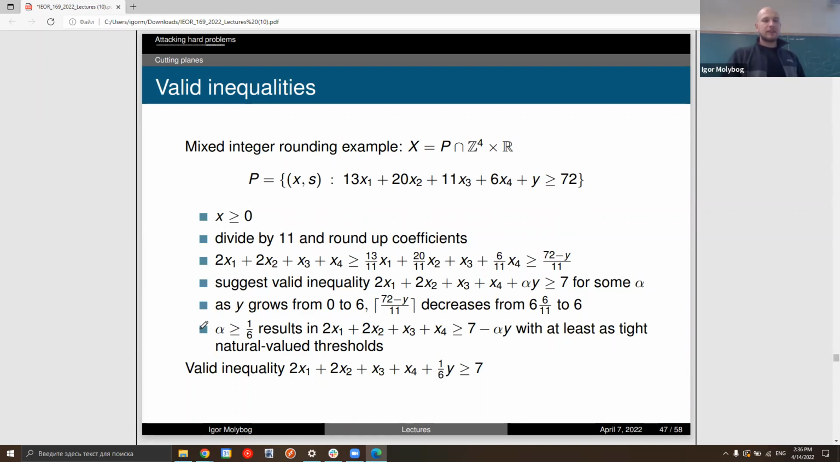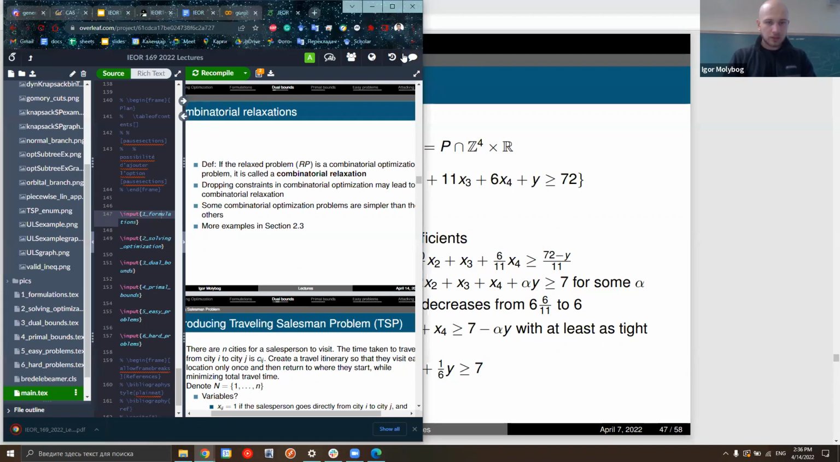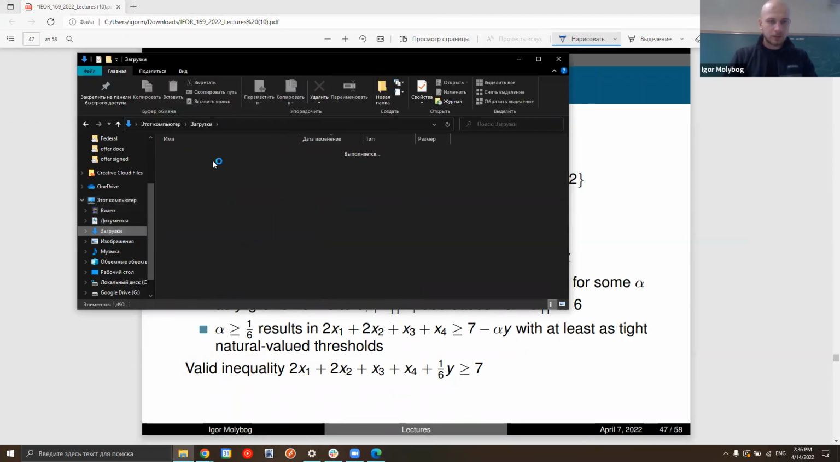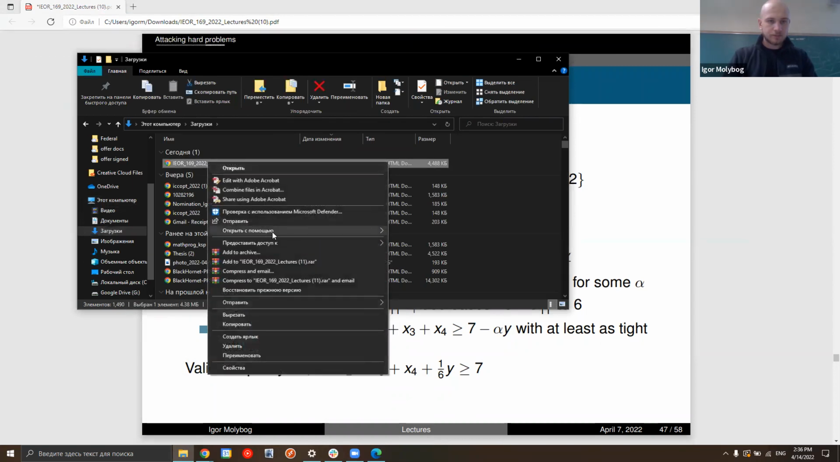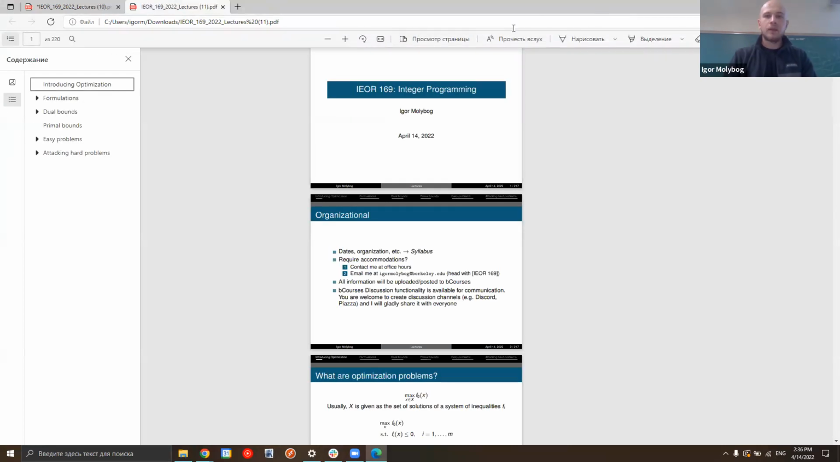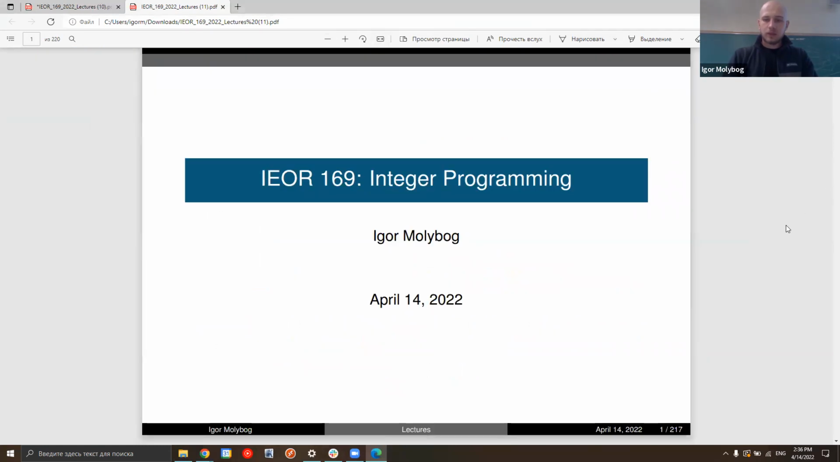Yeah, so let's switch to a more complicated example with mixed integer constraints. Let me first see. Okay, so I have that. Let me actually switch to a different slide deck. Here we go. Okay.